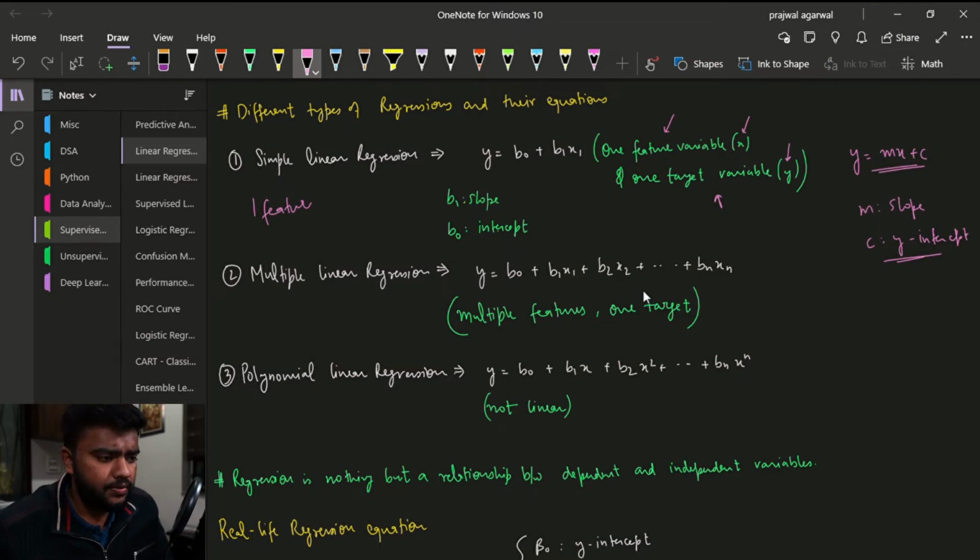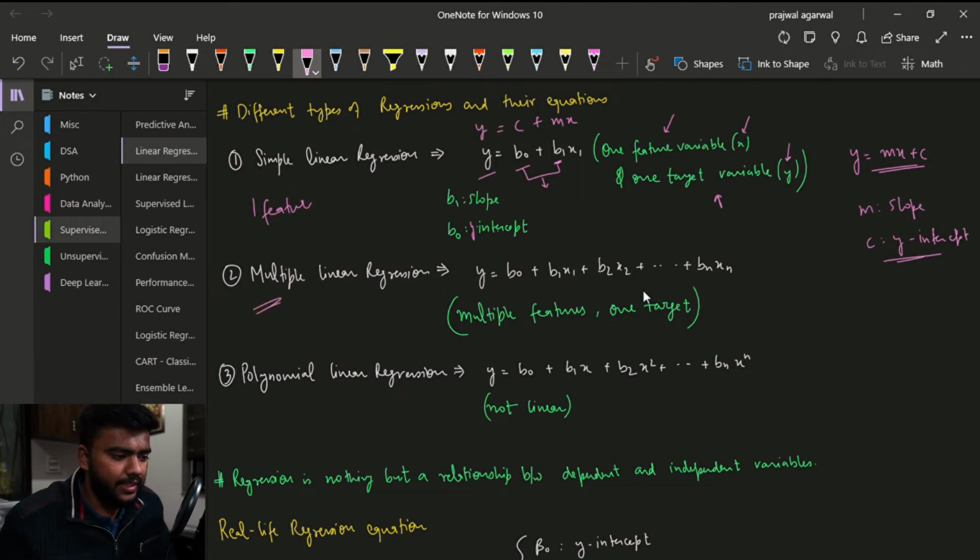The equation is y is equal to b0 plus b1 x1, where x1 is the feature and b0 and b1 are the coefficients. Okay, and as I just said, b1 is the slope. If you compare it with y is equal to c plus mx, then b1 is the slope and b0 is the y-intercept, to be precise. All right.